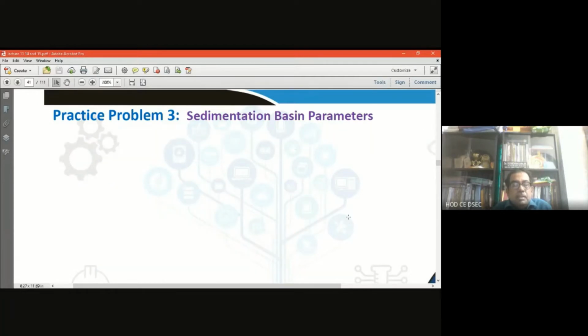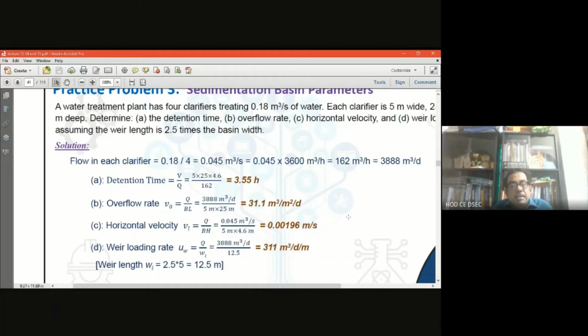Now wear loading is simply discharge divided by the width of the wear, that is the length of the wear. The length of the wear is given in the question as 2.5 times the basin width. That means basin width is 5 meter. So 2.5 times 5 means 12.5. So wear length is 12.5. If we divide the discharge by the wear length 12.5 meter, then we will get the wear loading rate, 311 meter cube per day per meter.